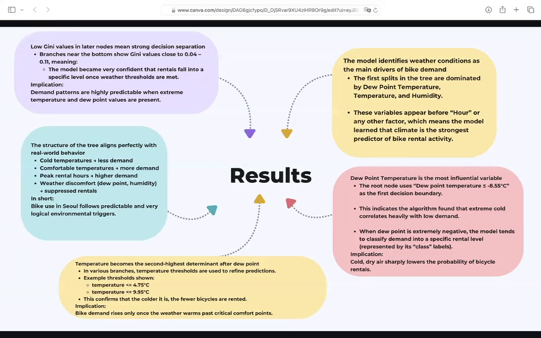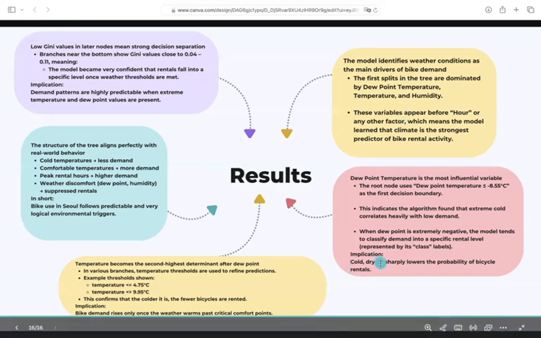Finally, the low Gini values in the later nodes make a strong decision separation. Branches near the bottom show Gini values close to 0.4 or 0.11, meaning the model can become very confident in order to determine these rentals. This is more or less about our work.